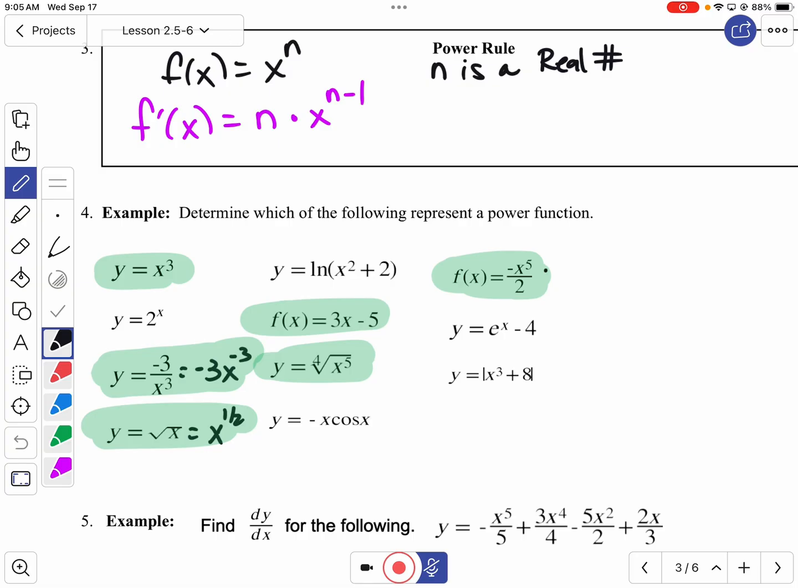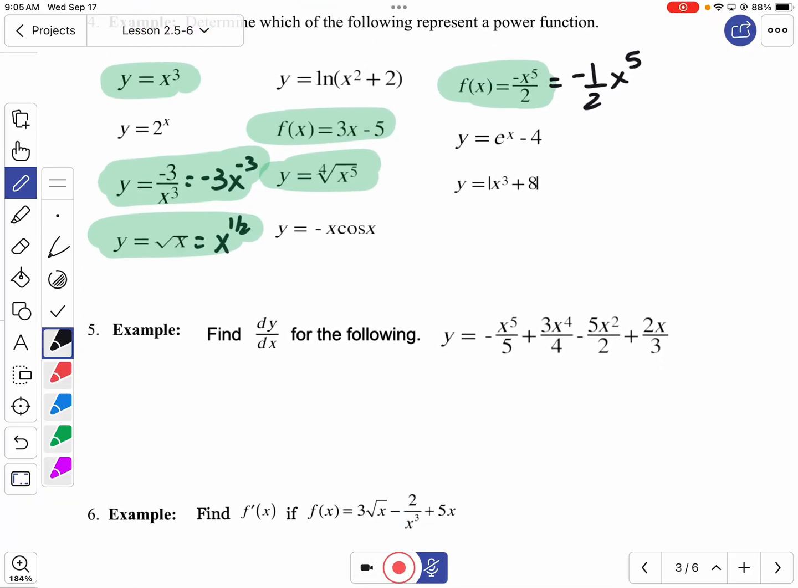One thing I do want to show you, do you agree that this is the same thing as negative 1/2 x to the 5th? Okay, for some reason that confuses people. There's a coefficient there that is negative 1/2, all right? You're going to need to remember that for some of the ones we're going to do, that you have a coefficient there that's a fraction, okay? So let's work through number 5 together, and then I'm going to let you guys do a couple, okay?